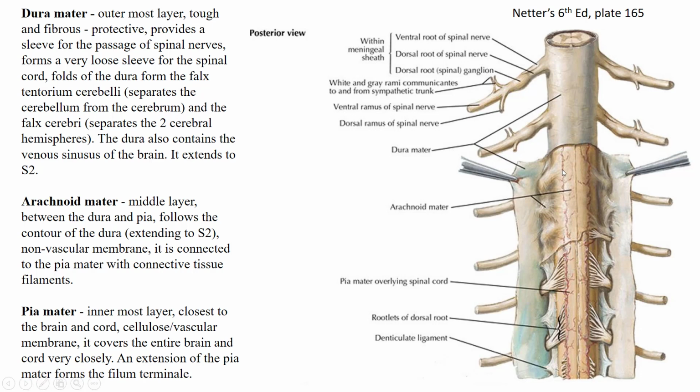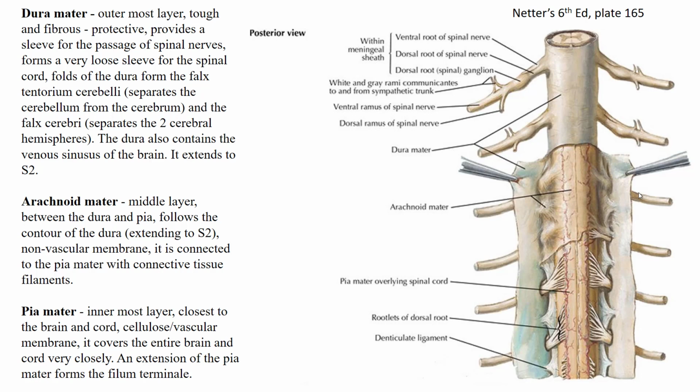So this layer is much thinner filament, and it is the middle layer in between the dura and the pia, and it also follows along the same contours as the dura mater. So wherever the dura mater goes, the arachnoid mater is right there bound to it, all along the spinal canal, in the brain, and then along the spinal nerves as well. And it extends to S2 as well, just like the dura.